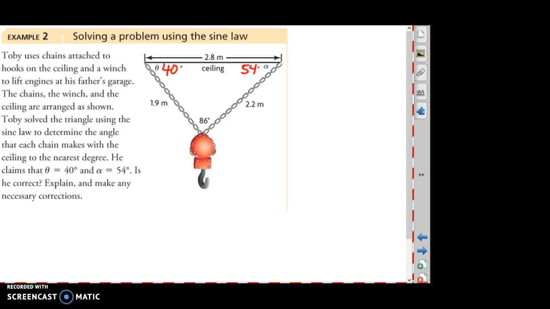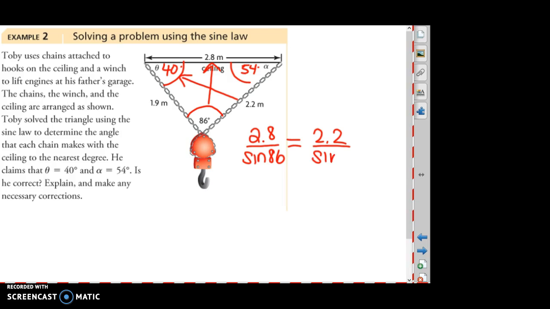So we will check Toby's work. See, we have this angle and we have the side opposite. So this is our starting point. We can write 2.8 over sine 86. And then we can choose one of these other two angles. So say we choose this, then the side length is 2.2 over sine 40, Toby says. Okay? So, say we get rid of the 40 that Toby says, and we'll just put x there, and we'll solve.